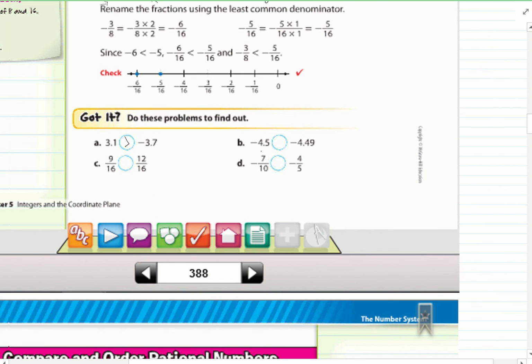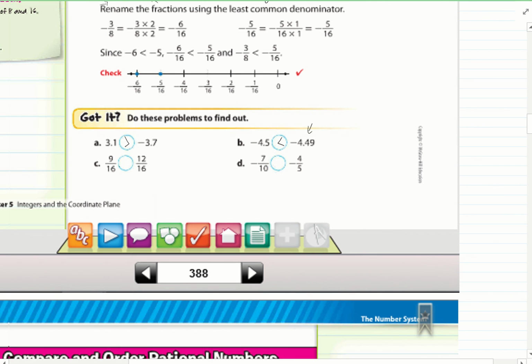For B, I have two negative numbers. This number here is closer to 0, so that's going to be larger. So negative 4.5 is less than negative 4 and 49 hundredths.